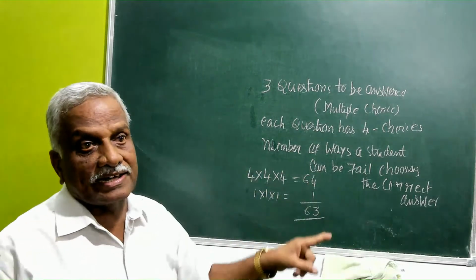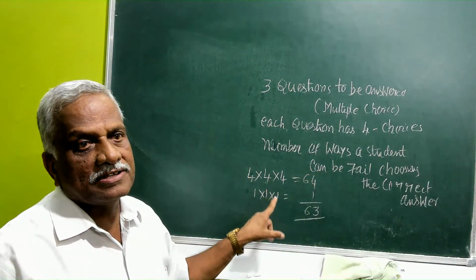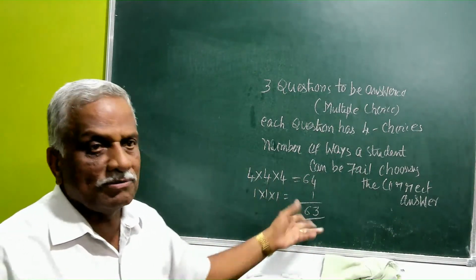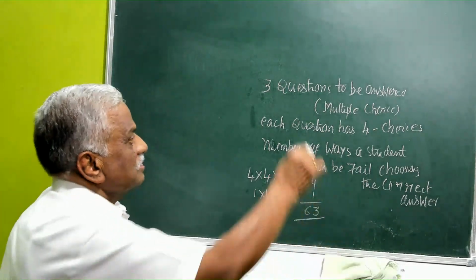But you know that only one answer is correct. So you can write a correct answer in first question in 1 way, second in 1 way, that is total 1 way. How many ways can he fail? 63. Just to make it clear.